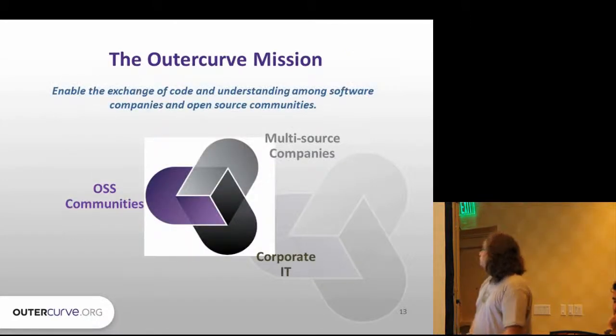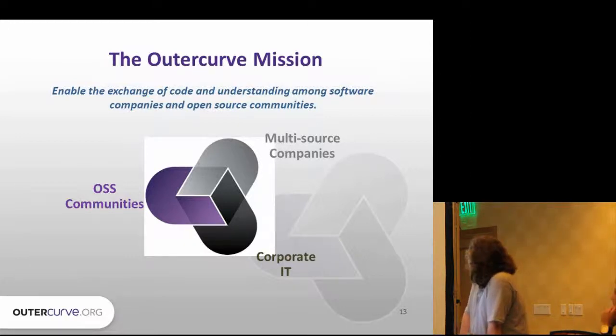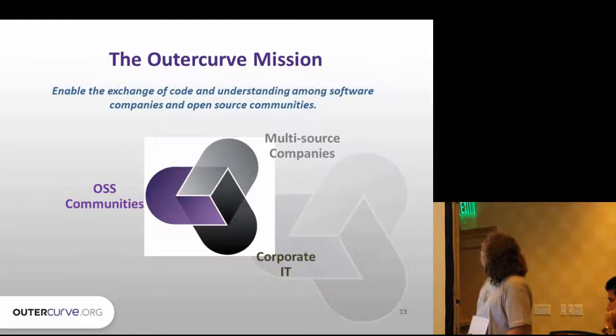This is the OuterCurve Mission, which is apparently originally, because one of our founding sponsors was Microsoft, the fancy term they came up with for our mission: enable the exchange of code and understanding among software companies and open source communities, which, obviously, is marketing speak. It's actually, though, a relatively good mission, because one of the problems is that there are a lot of companies that want to use open source, they're interested in open source, but they don't really feel comfortable. And we're trying to help get them over the edge.